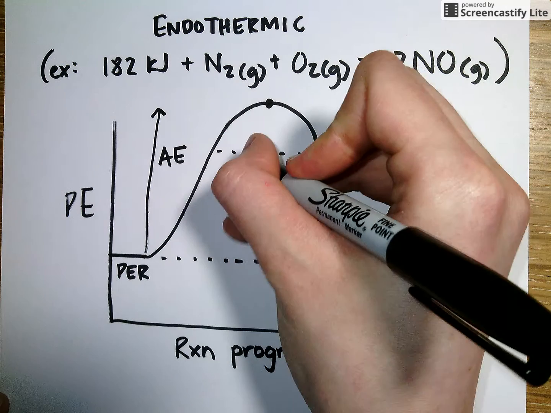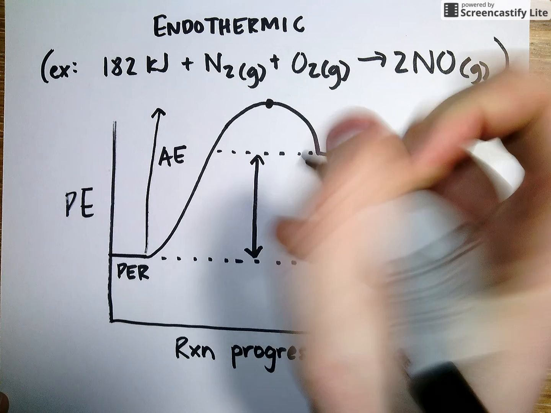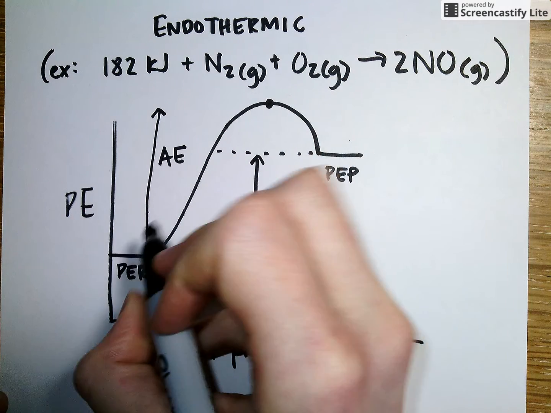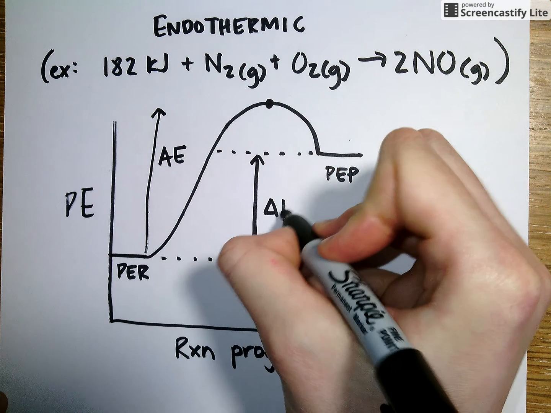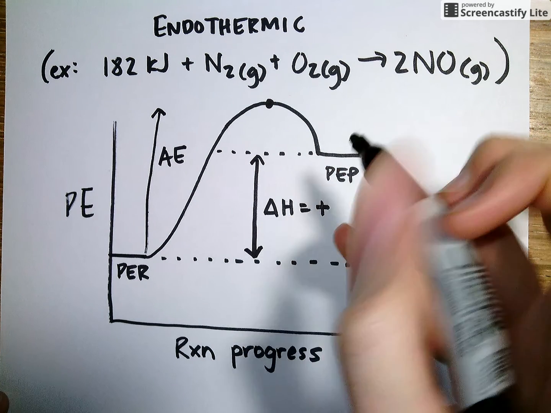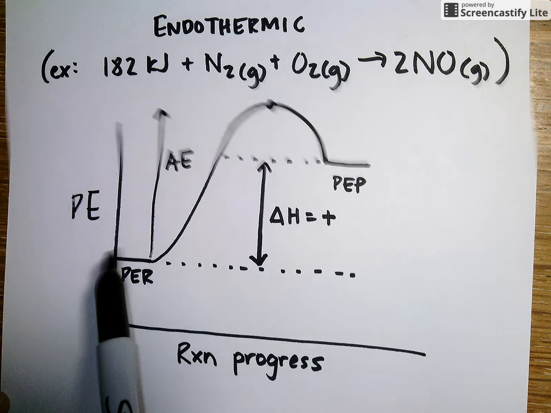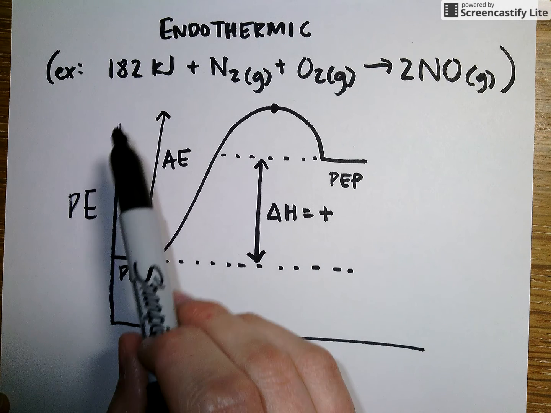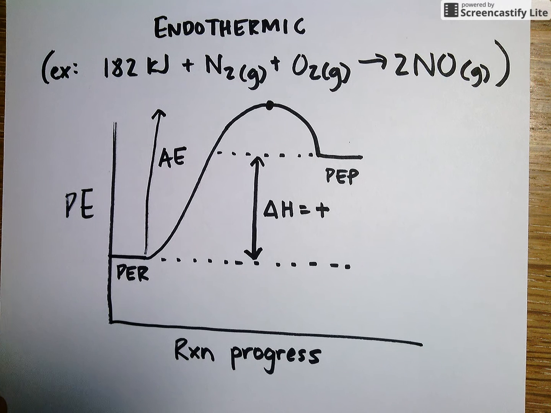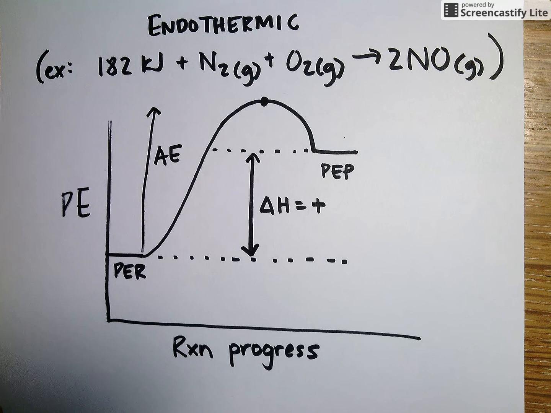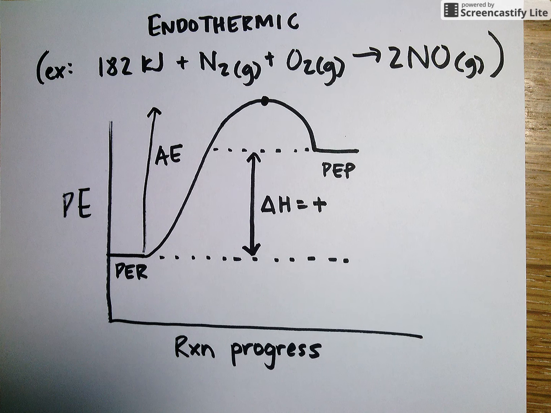Again, my delta H value represents the distance between our products and reactants. And because that is a positive value, we want to do big minus small, so we subtract where we started from where we ended to get that positive value for delta H. So at this point, take a look at the questions provided on the playlist and consider what you know and what you're still working on for potential energy diagrams and reaction progress.